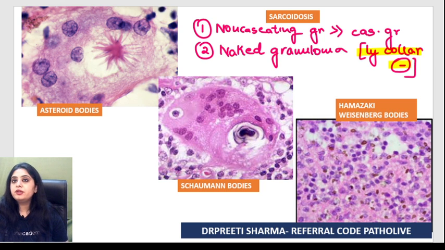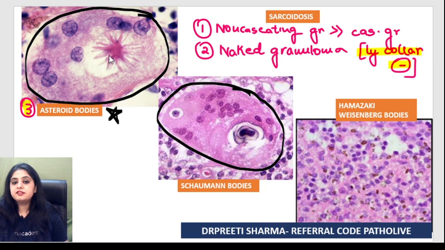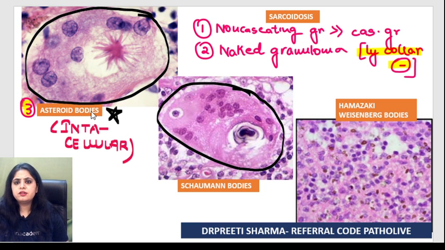Then coming to other points, third, it shows you something known as an asteroid body. Asteroid means that this is, for example, the giant cell, a huge giant cell over here. And this is also a huge giant cell over here, right? Inside this giant cell, I see a star. Remember, asteroid body is intracellular. That is something that you should note. Asteroid body is intracellular, and so it's looking like a star, so I call it asteroid.